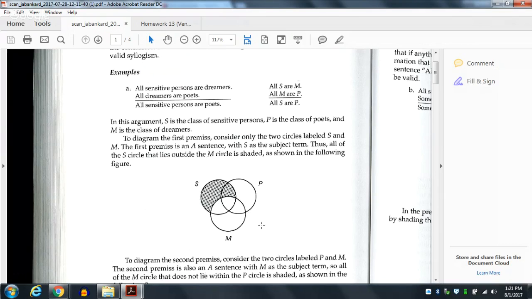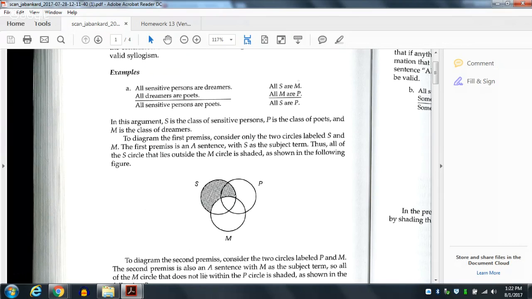Once you have your 3 circles, now you diagram. Here's the key. You only diagram the premises. You do not diagram the conclusion. You only diagram the premises. After you diagram the premises, you look and you say, does the conclusion follow by necessity given my diagram? So you don't diagram the conclusion, you look to see if the conclusion is shown in the diagram of your 2 premises, right? So I'll show you what that means.